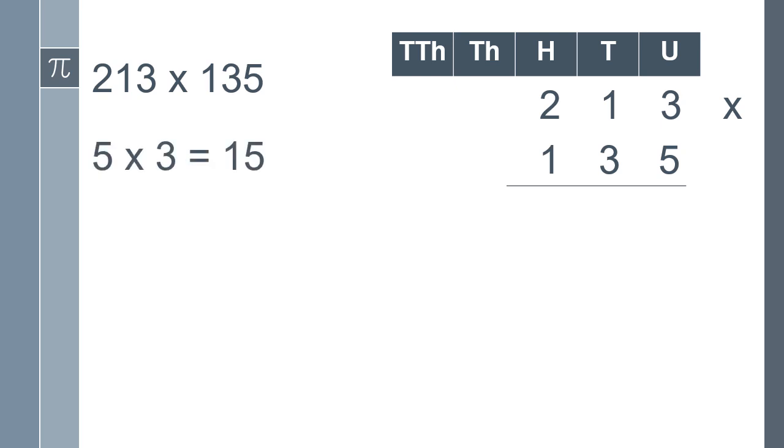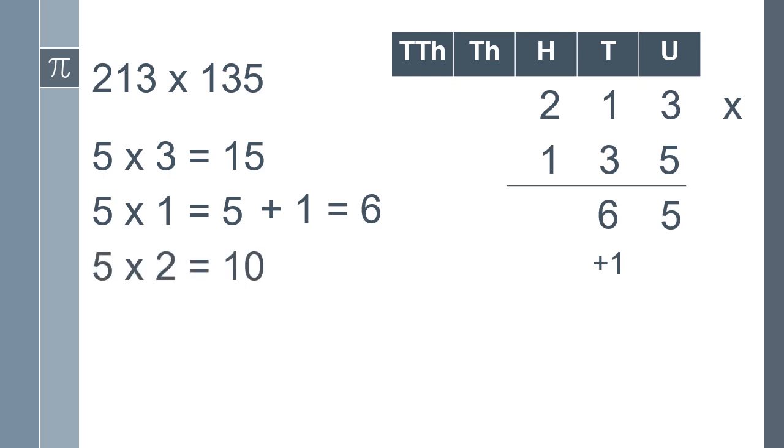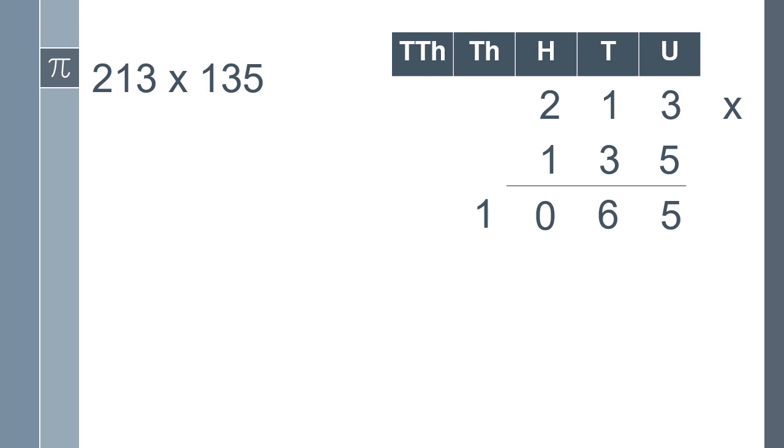So first of all, we do 5 times 3, that's 15. So we put 5 there and carry the 1. Then we've got 5 times 1, that's 5. We have to remember to add the 1 that we carried, so that gives us 6. And then we do 5 times 2, that's 10. There was nothing to carry, so we put the 0 in the hundreds column, and then the 1 goes in the thousands column.